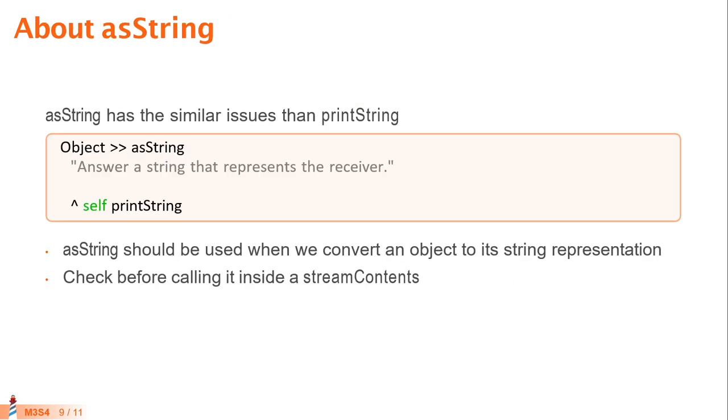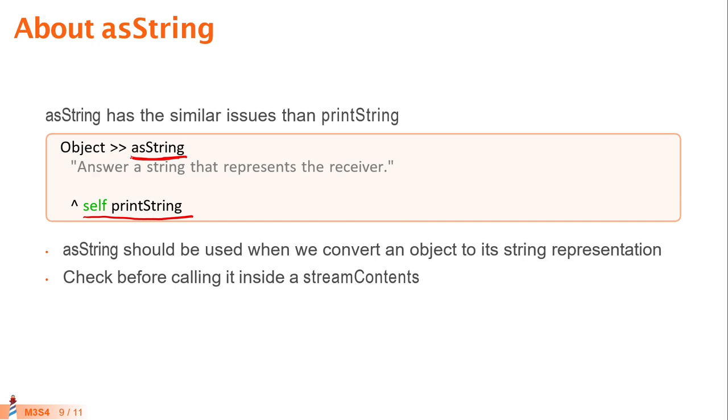You have the same with asString. Each time you use asString inside the printOn methods, basically you are creating yet another stream, and this is not necessary. So you should really pay attention when you program. Do I need or not to use this method asString, or can I just use the print methods? And it's always good to check, because we don't need to create these intermediate streams.